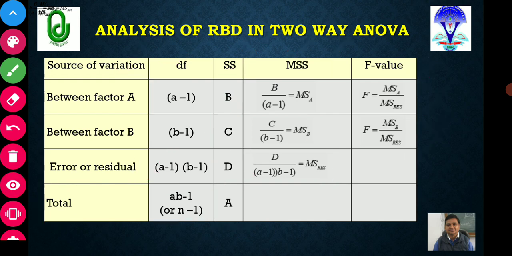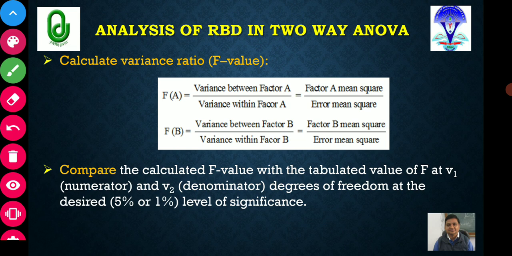So I will just go back and you will see the calculation of the variance ratio F value. The F value we have already seen: factor A mean square divided by error mean square, factor B mean square divided by error mean square. Now you have to compare the calculated F value with the tabulated F value at N1 and N2 degrees of freedom, as we saw in the case of CRD. I think we are all familiar with it. You know how to see the F table.